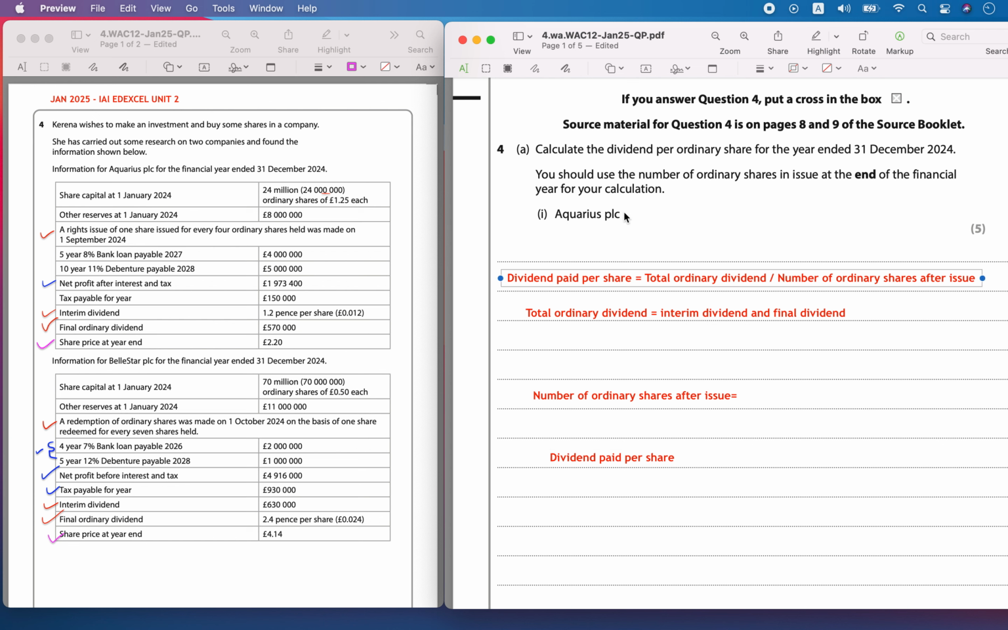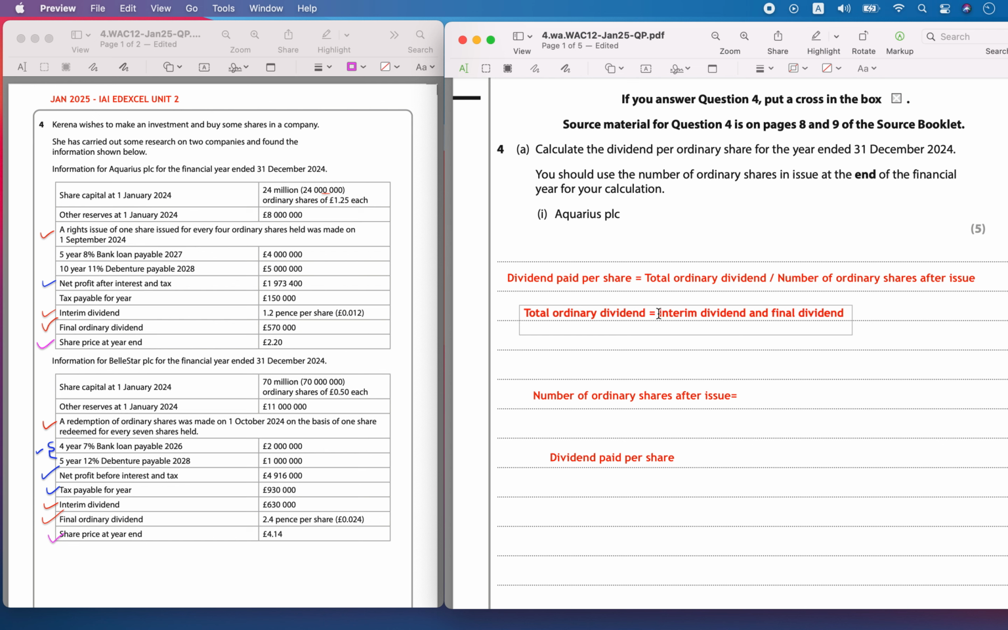So let's calculate. First one is for Aquarius PLC. Dividend per share is equal to total ordinary dividend divided by the number of ordinary shares after the issue has been made. There has been a rights issue happening, and that will change the number of ordinary shares in the company. And so you have to calculate the dividend per share after the rights issue has been made. Now let's calculate the total ordinary dividend.